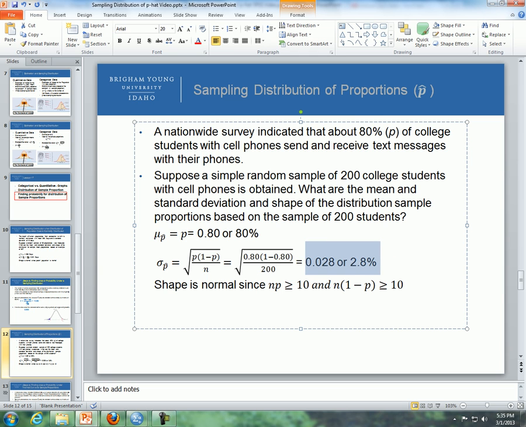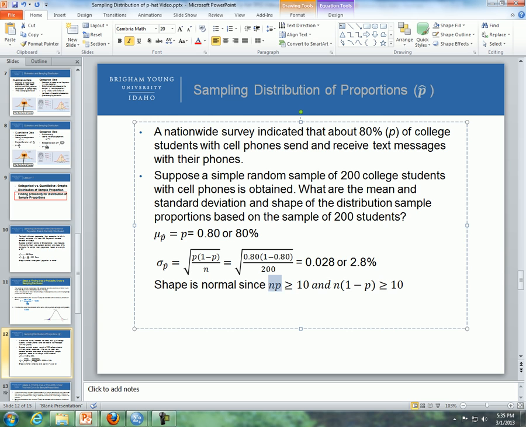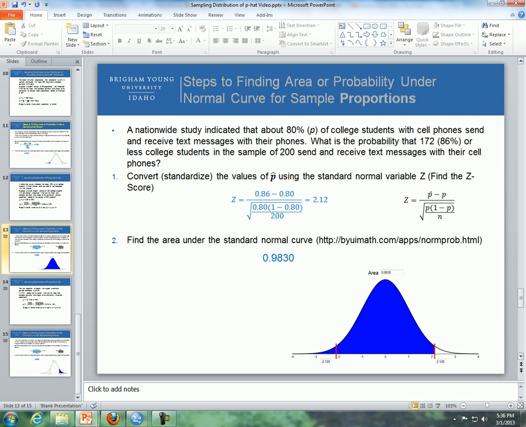Okay, the shape of this distribution is normal. If you look at the online textbook, it's np is greater than or equal to 10, meaning the sample size times our population proportion is greater than or equal to 10. So you can just take 200 times 0.8, and that's well beyond 10. And then n times 1 minus p, that's also greater than 10. Those are the two requirements. So since those two requirements are met, we can assume that the shape of this sampling distribution, or the distribution of sample proportions, is normal. Okay, so then what we can also do is we can find area under the sampling distribution curve.